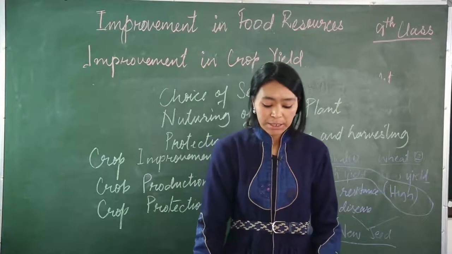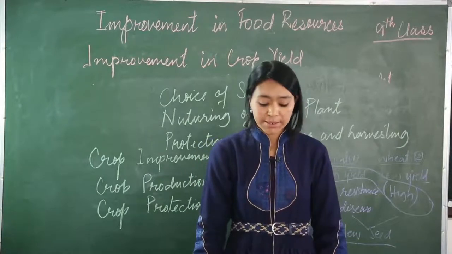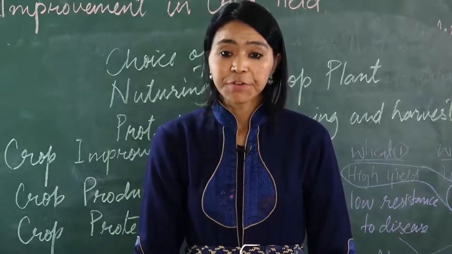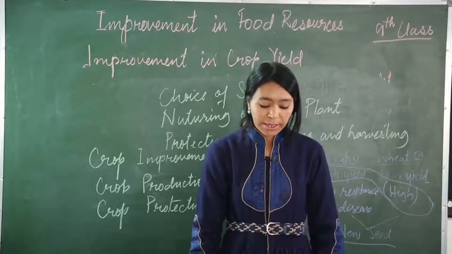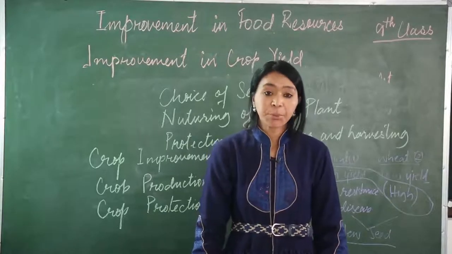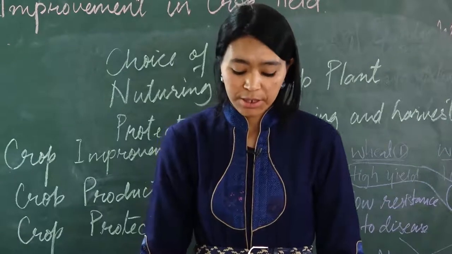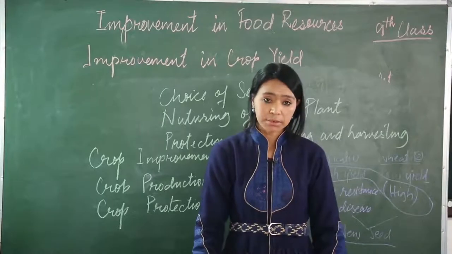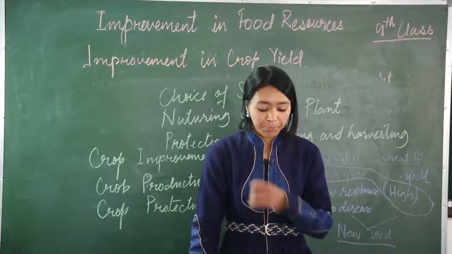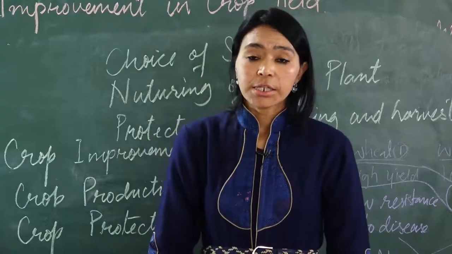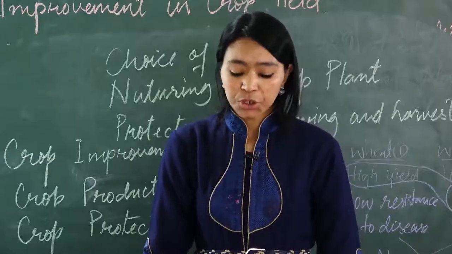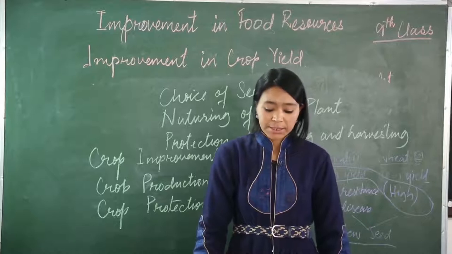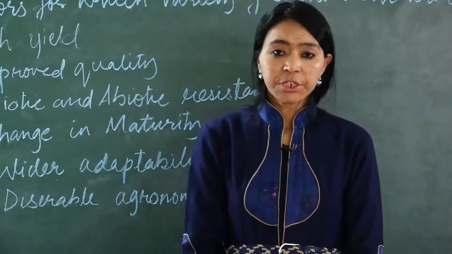Crossbreeding may be intervarietal, that is between different varieties; second, it can be interspecific, that is between different species of the same genus; and the third is intergeneric, that is between different genera. So this is how hybridization is done to produce a new variety. Another way is to introduce a gene that would provide a desired characteristic that results in a modified crop.